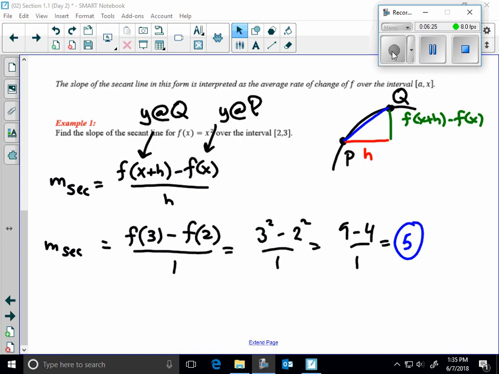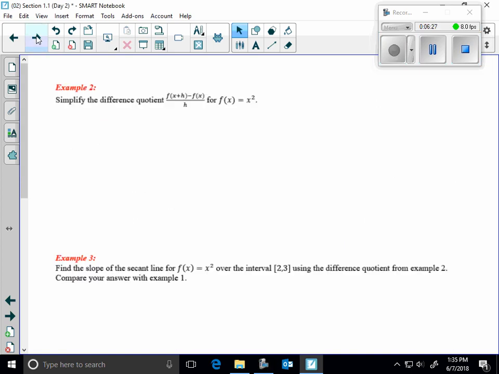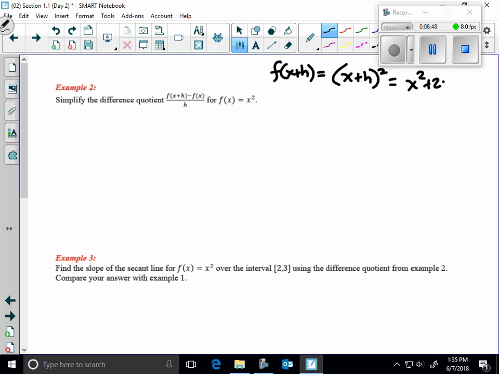Okay, so let's move on to another example. Example 2. Okay, we're going to simplify in general terms the difference quotient for f of x equals x squared. So for a second, f of x plus h. Well, what would f of x plus h equal? Well, instead of x squared, I'm going to plug in x plus h. So that would be, FOIL it, x squared plus 2xh plus h squared. What is f of x? Well, f of x is x squared.